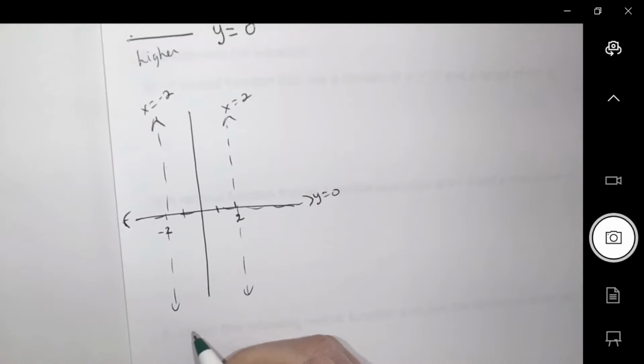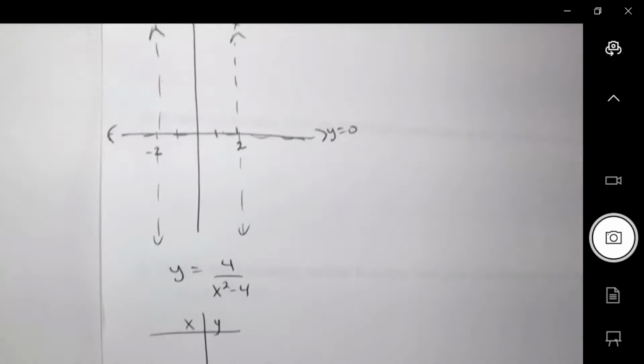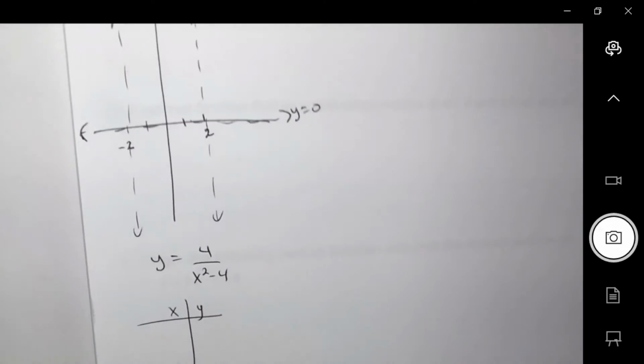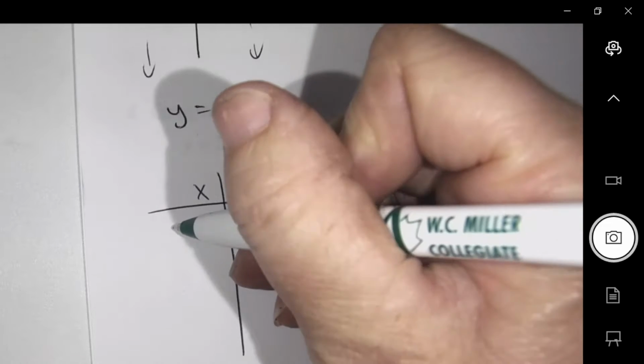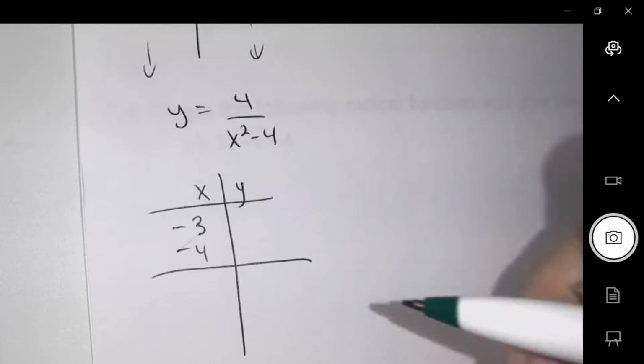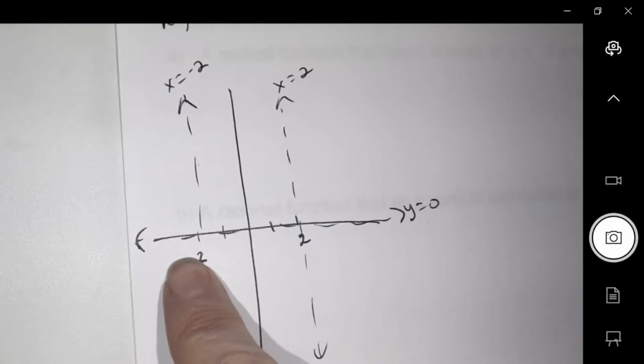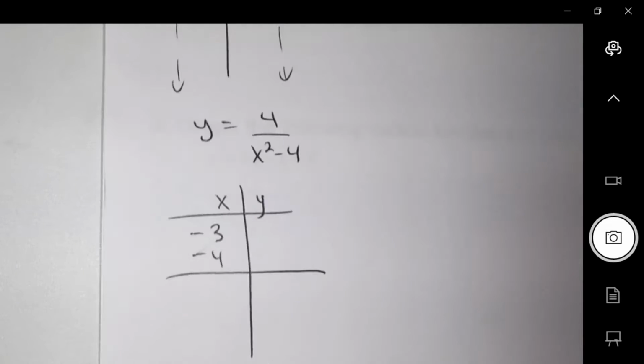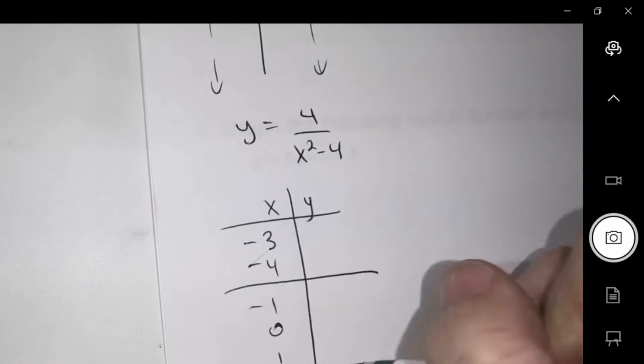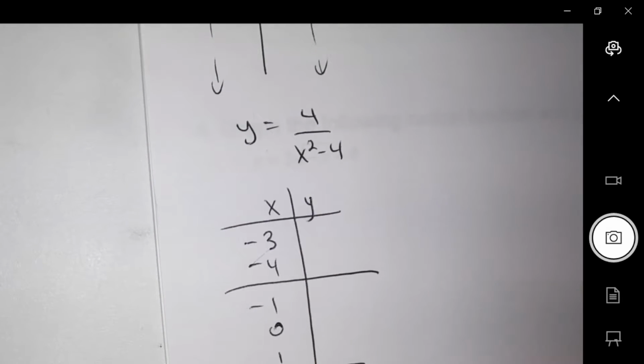Okay, so now I'm going to do some other coordinates. All right, what kind of x values should we plug in? -3 and -4. Because I'm going to pick a couple on this side and a couple in the middle and a couple on the right.